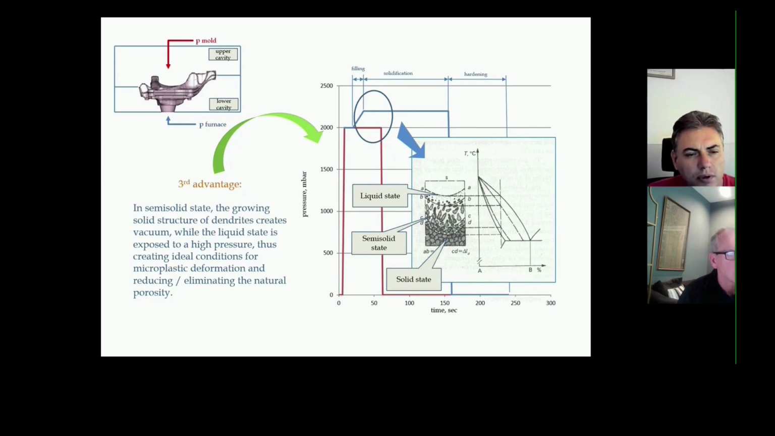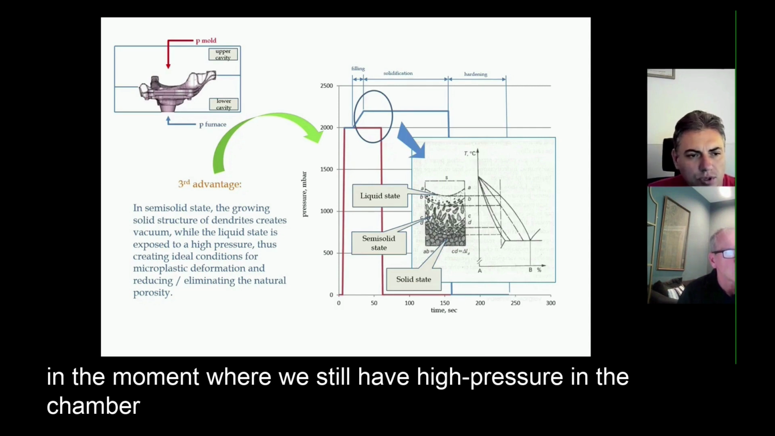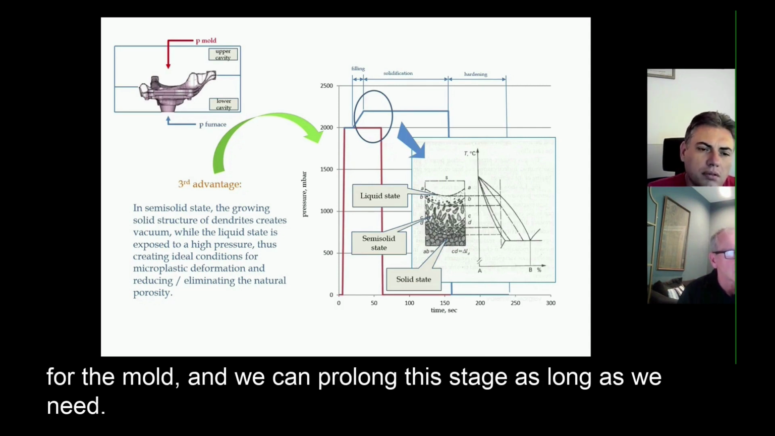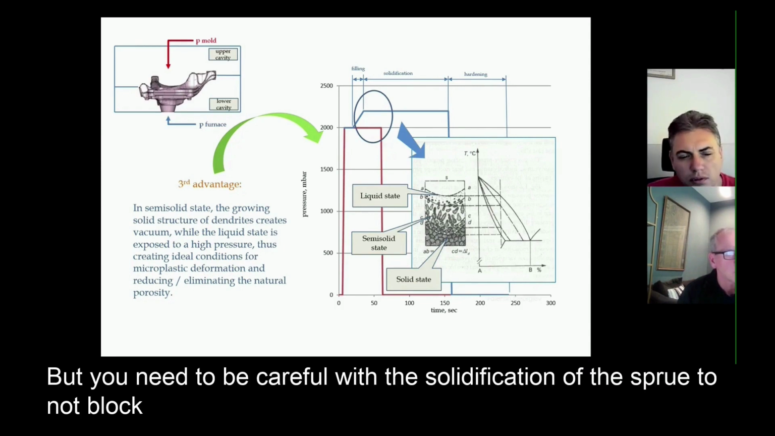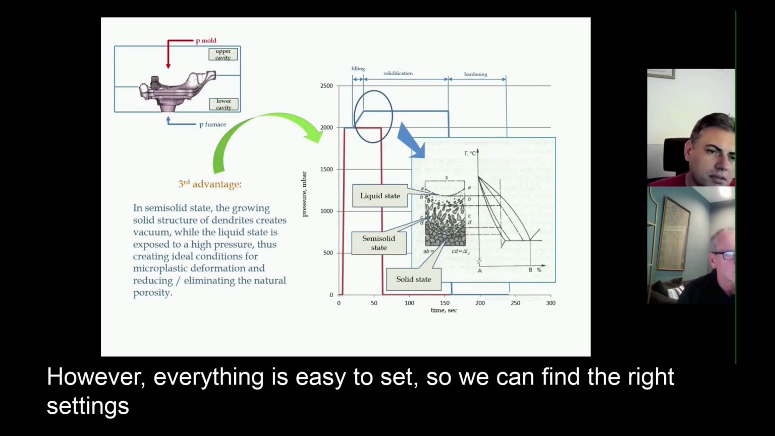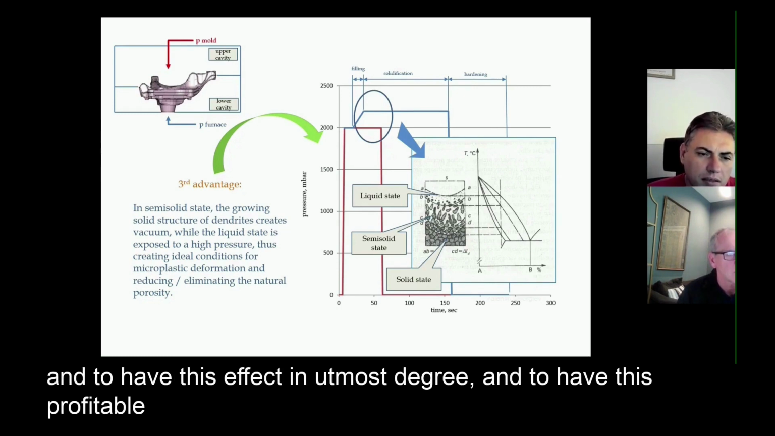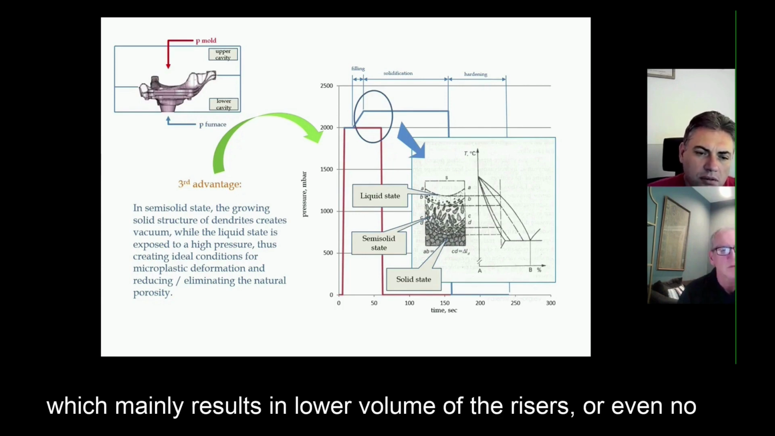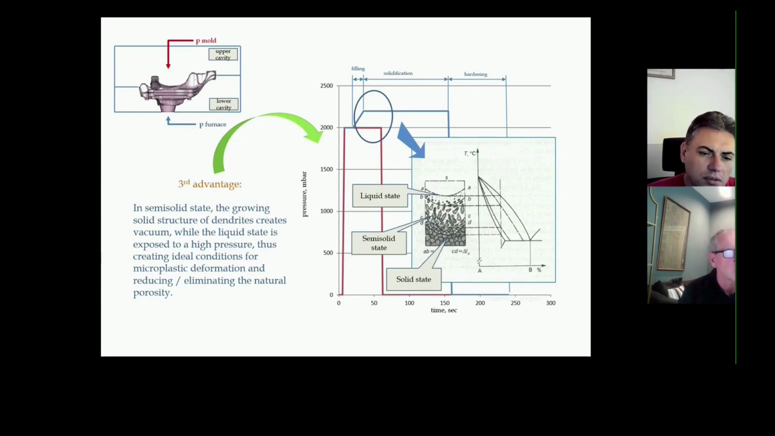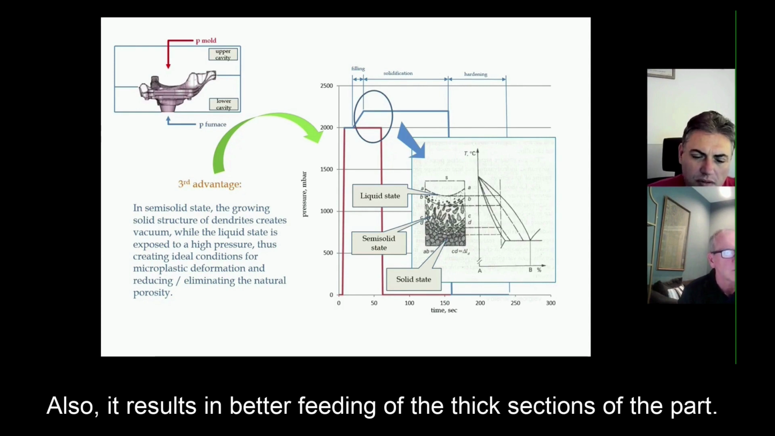It takes place in a moment where we still have high pressure in the chamber for the mold, and we can prolong this stage as long as we need, but need to be careful with the solidification of the sprue to not plug the riser tubes. However, everything is easy to set, so we can find the right settings and have this effect to the utmost degree, which mainly results in lower volume of the risers or even no risers. Also, it results in better feeding of the thick sections of the part.